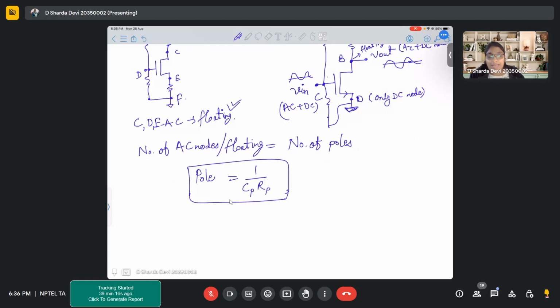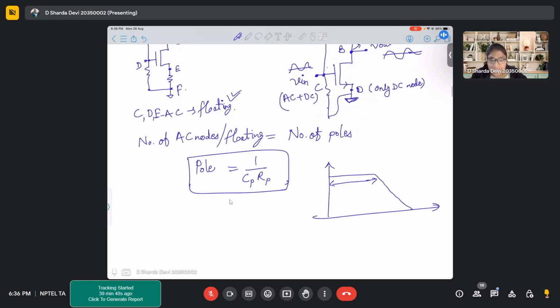Now, why do you need the pole? As I already mentioned, when there is a transfer function, you want to see, let's say, the bandwidth of your system. How would you define your bandwidth? The very first pole that you encounter, the frequency of that first pole is the bandwidth of the system, where you'll get the constant gain, right? So it is very important to understand the capacitances and resistances at each and every node, to find out the behavior of your system.